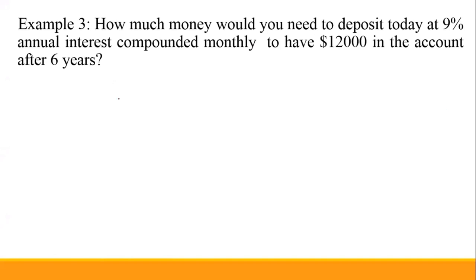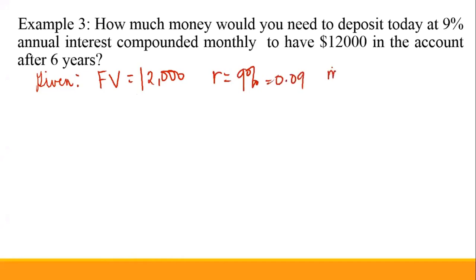So, let us identify first our given. Yung given natin dyan is yung future value na 12,000. And then, the annual interest rate na 9%, or this is 0.09. The number of compoundings, this is N, 12 per year kasi monthly. And then time in years is 6. So yung hinahanap natin dito ay yung principal.